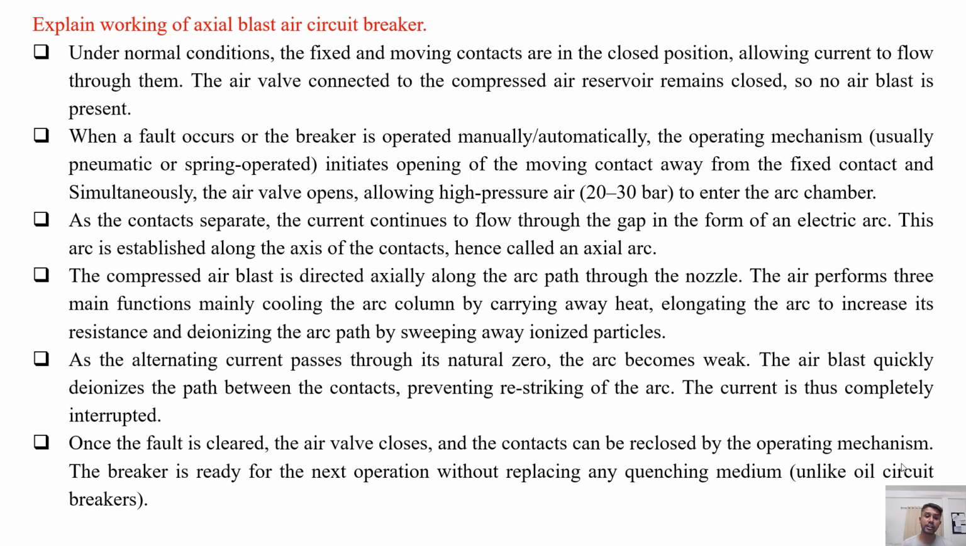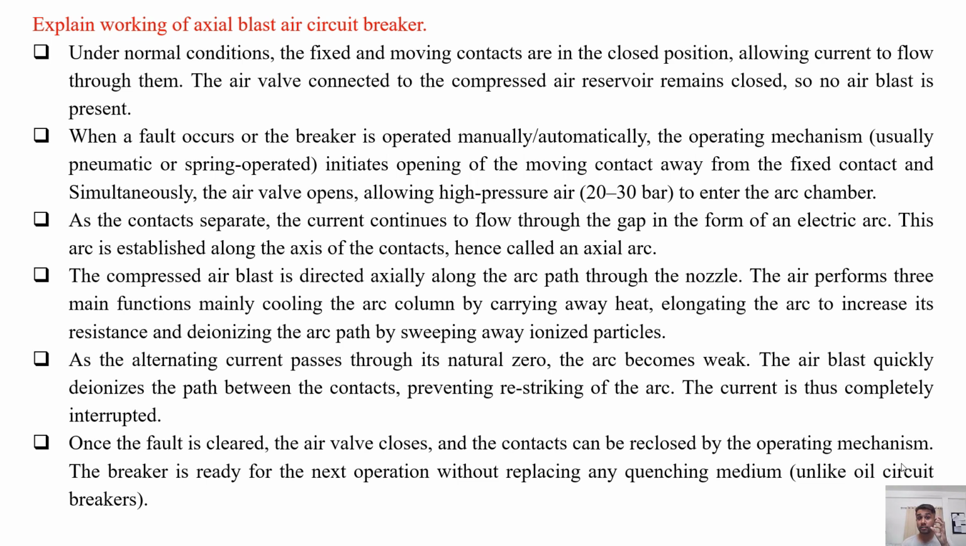As the alternating current passes through its natural zero instant, the arc becomes weak and the air blast quickly deionizes the path between the contacts, preventing the restriking of the arc. The current is thus completely interrupted. Once the fault is cleared, the air valve closes and the contacts can be reclosed by the operating mechanism. The breaker is now ready for the next operation without replacing any quenching medium, unlike oil circuit breakers. So this is the simplest working of the axial blast air circuit breaker.